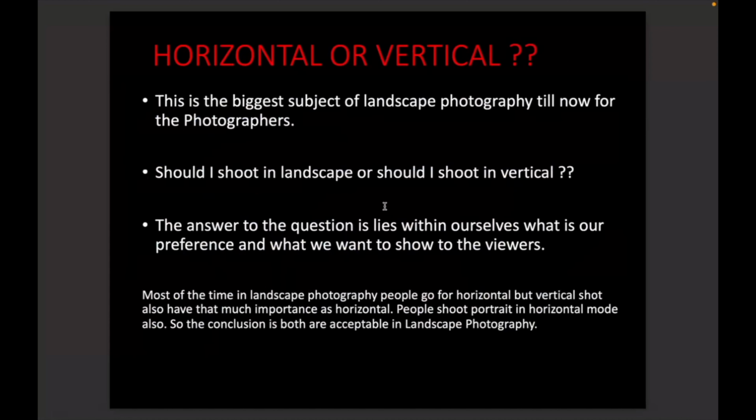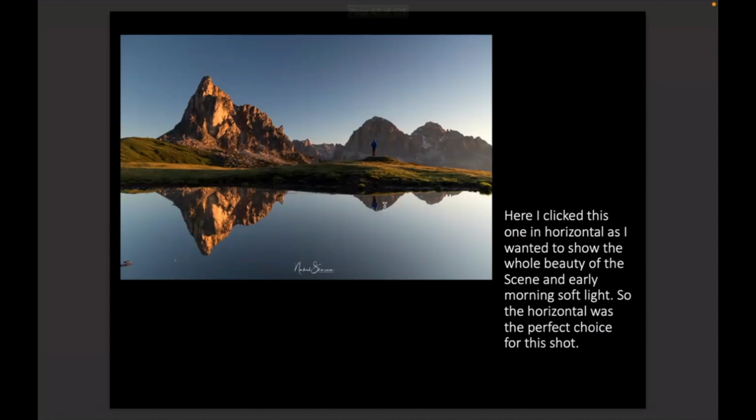Most of the landscape photography goes horizontal, but vertical shots also have their importance as horizontal. And for portrait shots or people photography, we normally recommend going for vertical shots, but most of my portrait shots are horizontal as well. Again, the conclusion is both are acceptable in travel and landscape photography. So here I clicked this picture as a horizontal one. Here you can see I wanted to show the whole soft light of early morning. It was again in Dolomites and soft light. That's why I went for a horizontal.